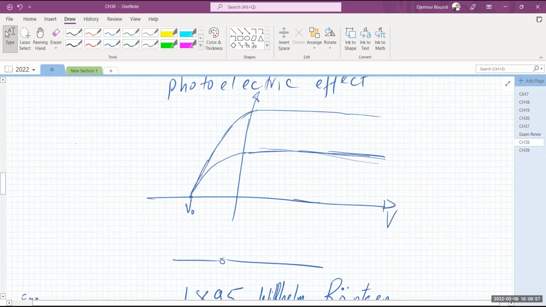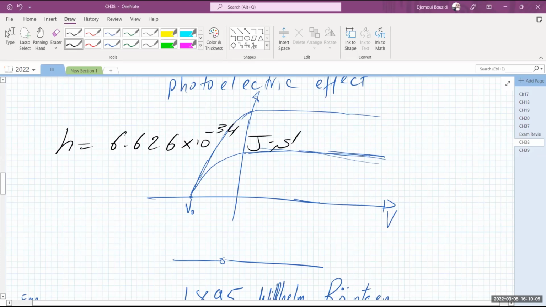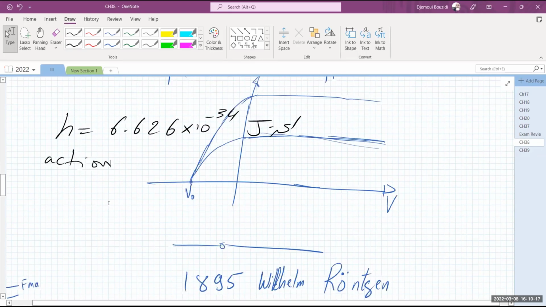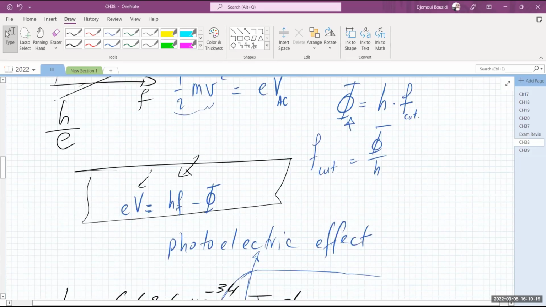h is 6.626 times 10 to the negative 34 joule seconds, okay? So it has units of action. The action is energy times time, basically, okay? So this constant appeared here, and Mr. Einstein took advantage of it.